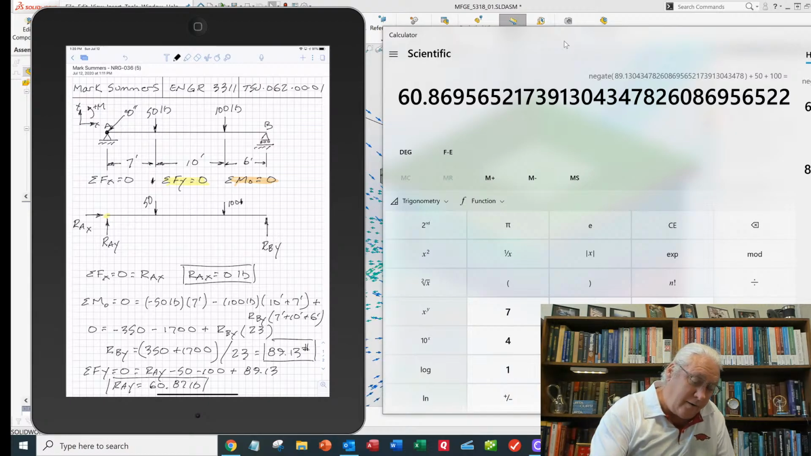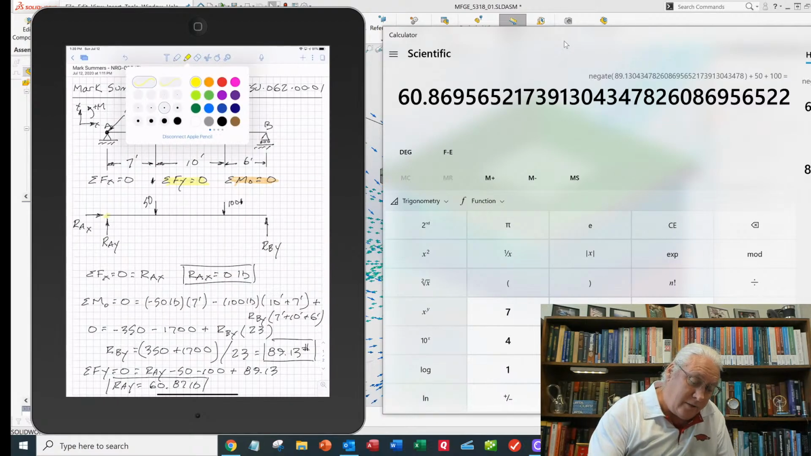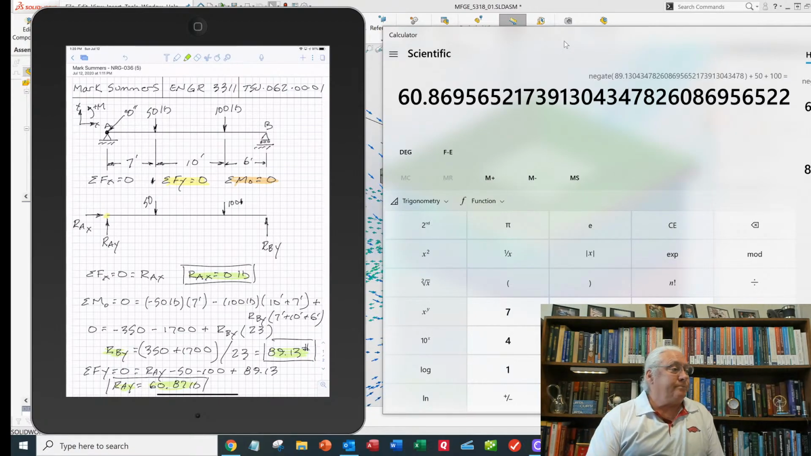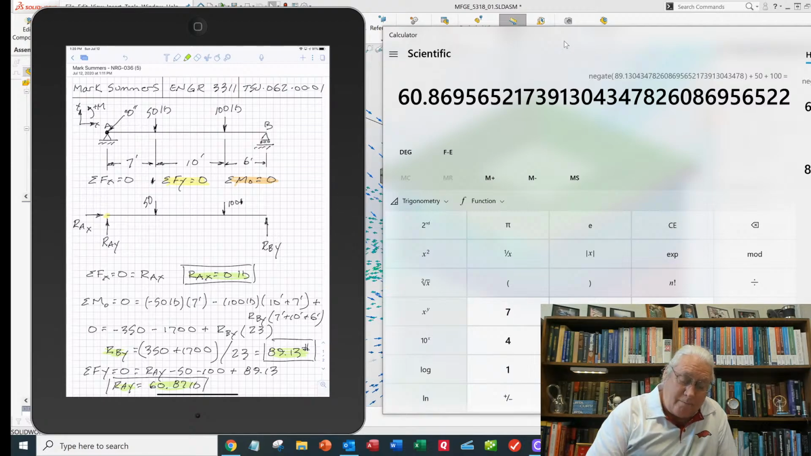So now I've got my three solutions. I'll highlight those in green. RAX is 0. RBY is 89 pounds. And RAY is about 61 pounds. So that looks like an engineering 3375 type problem. And also maybe a 3311 problem.